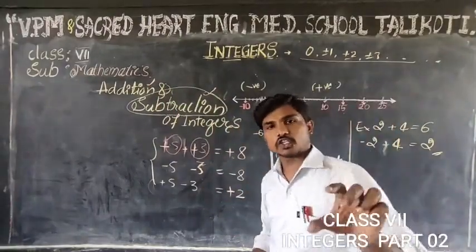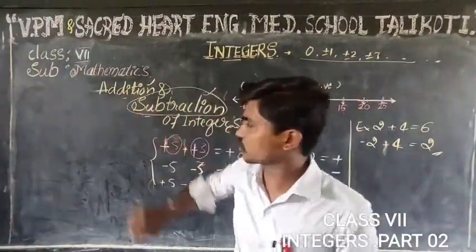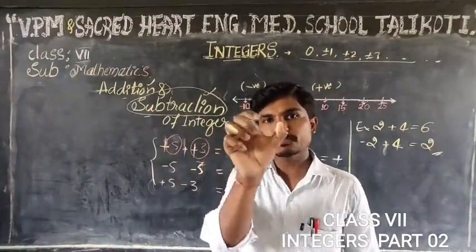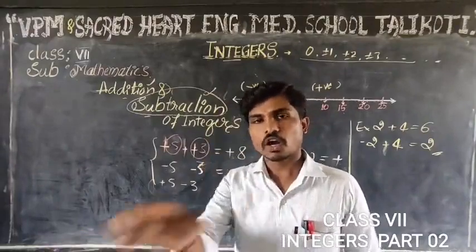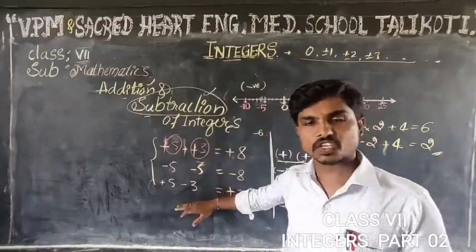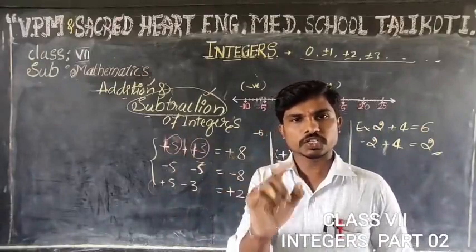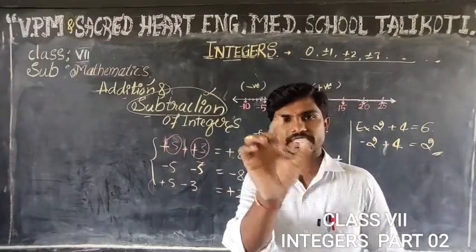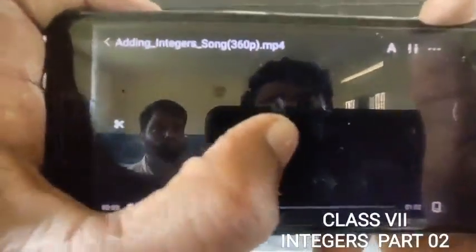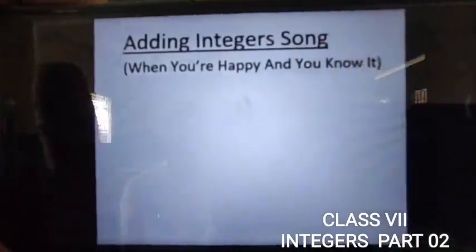Students, I will show one rhyme about the addition and subtraction of integers. You listen to that rhyme as well as you observe what lines are moving on the screen, and you learn about the addition and subtraction of integers by a small rhyme in this classroom. Okay students, just observe the rhyme on your screen. Here are your rules for adding integers.